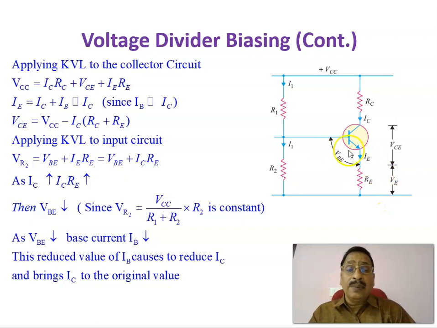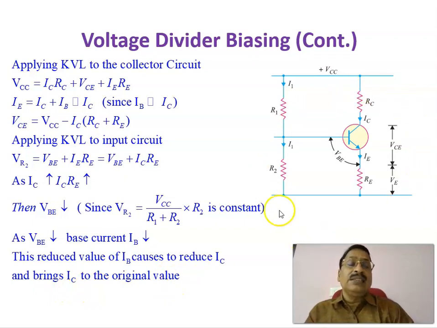Meaning that as this drop increases, VBE gets reduced. Therefore, as IC increases, VBE gets reduced. As VBE is reducing, the base current reduces. As the base current reduces, IC reduces, because IC equals beta times IB. Therefore, again, IC is brought to the original value.